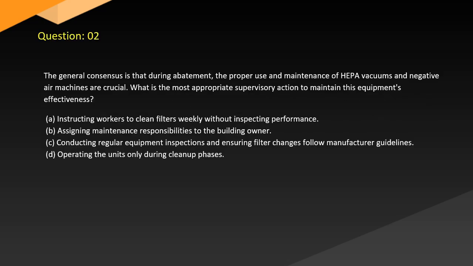Question 2. The general consensus is that during abatement, the proper use and maintenance of HEPA vacuums and negative air machines are crucial. What is the most appropriate supervisory action to maintain this equipment's effectiveness? A. Instructing workers to clean filters weekly without inspecting performance. B. Assigning maintenance responsibilities to the building owner. C. Conducting regular equipment inspections and ensuring filter changes follow manufacturer guidelines. D. Operating the units only during cleanup phases.